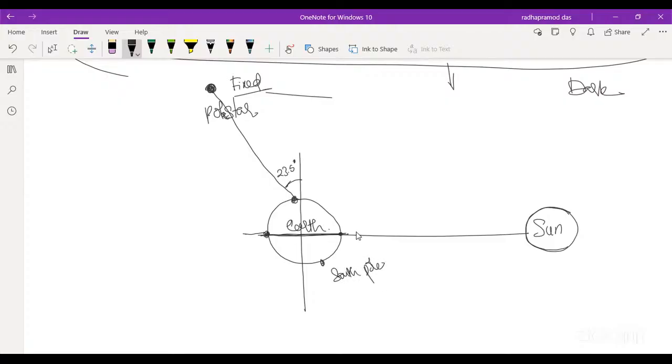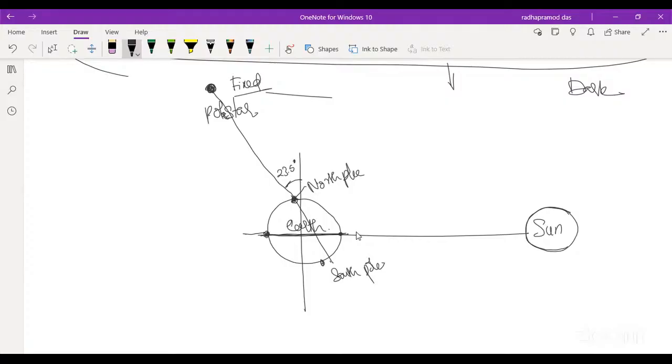Where did you put the North Pole? Okay, that's the North Pole. So to connect the North Pole to the pole star, you would have to tilt the Earth 23 degrees, you're saying, right? Because the north pole is always connecting to the pole star. They are all in line.